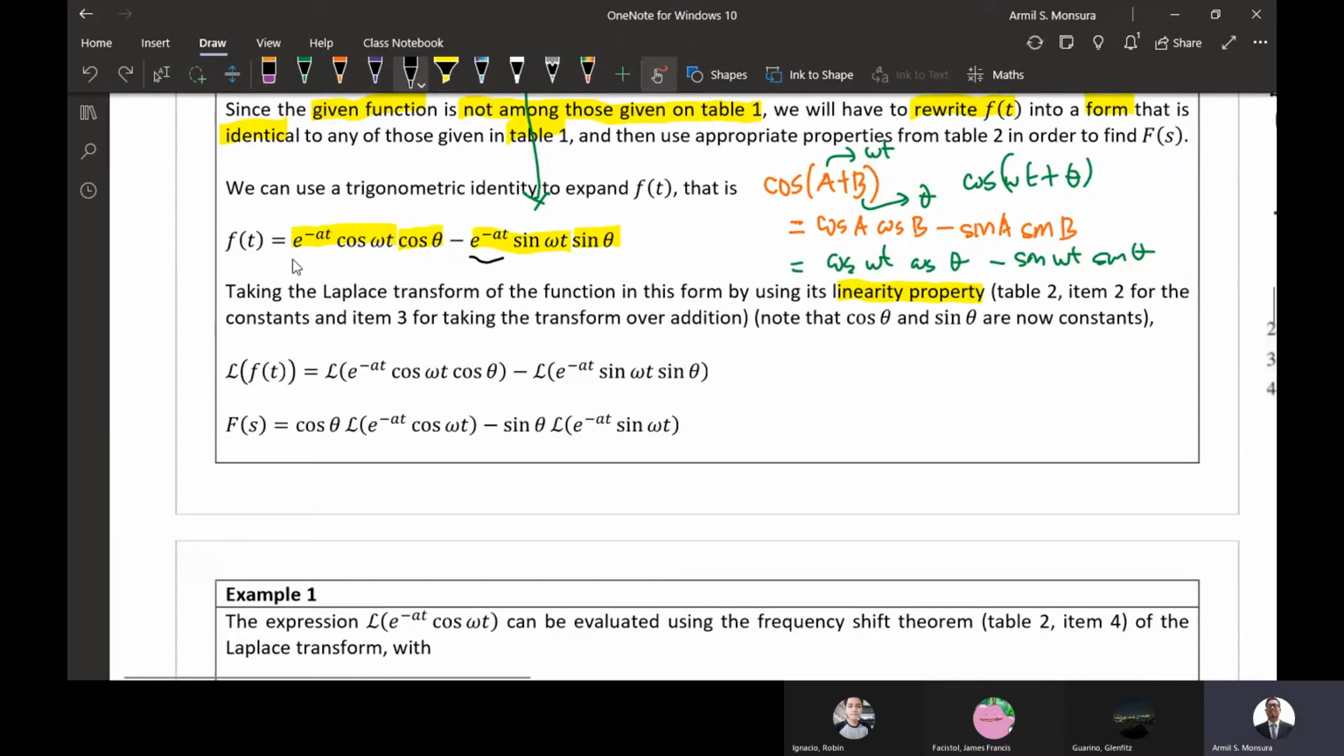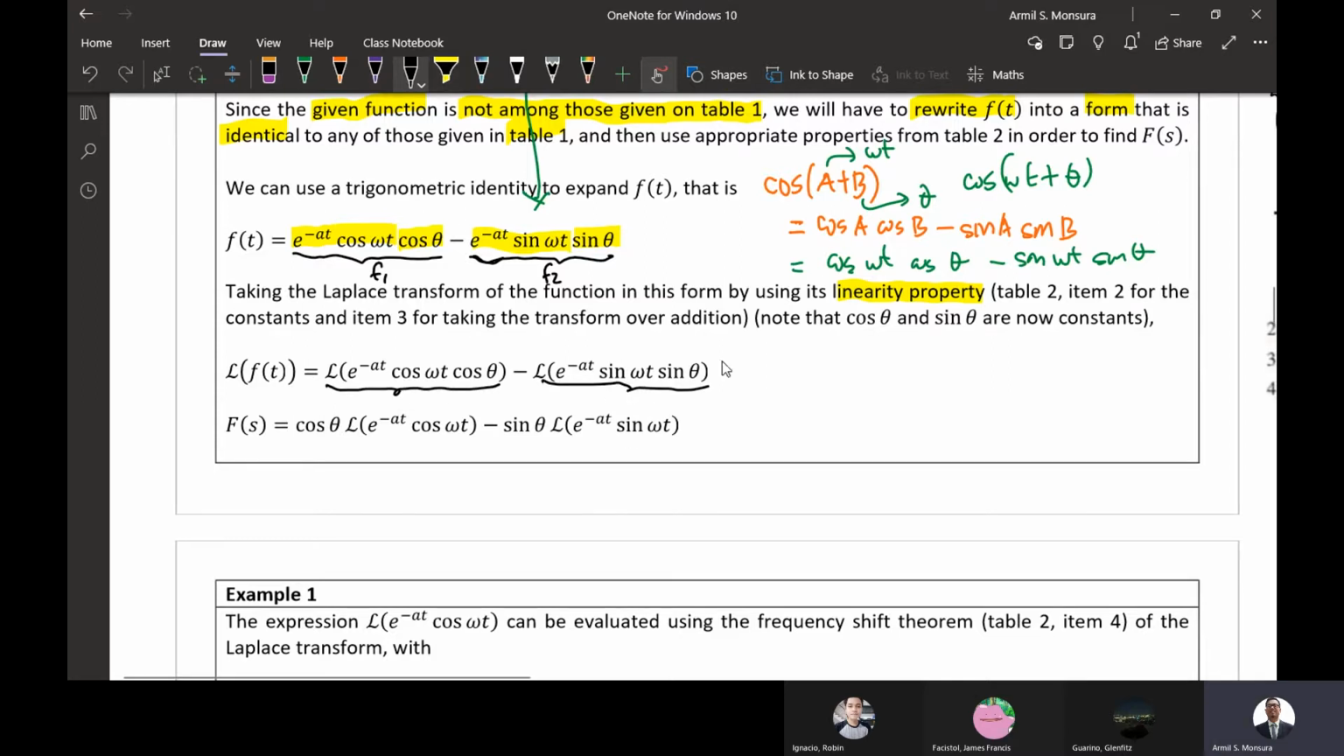So yun nga, meron kayong function na ito, tsaka ito. So parang yan yung F1 ninyo, ito yung F2 nito. Okay. And kung kukunin nyo yung Laplace transform niya, gagamitan niyo yan ng property wherein you can take the Laplace transform of each function. So ang ending na magiging sagot niyo is yung sum of the Laplace transform of each. So kunin niyo yung Laplace transform ng unang term, tapos kunin niyo yung Laplace transform ng pangalawang term.